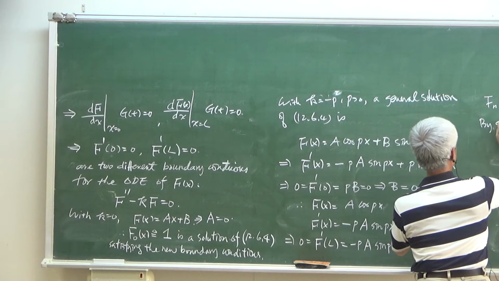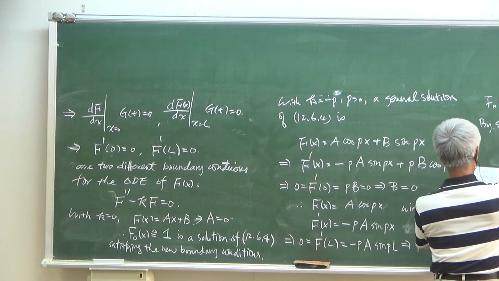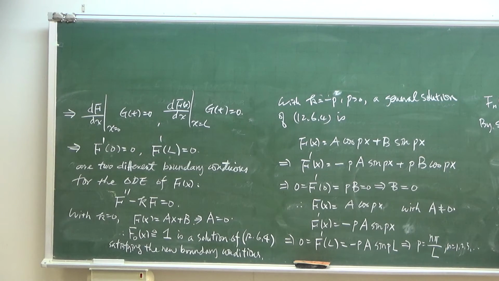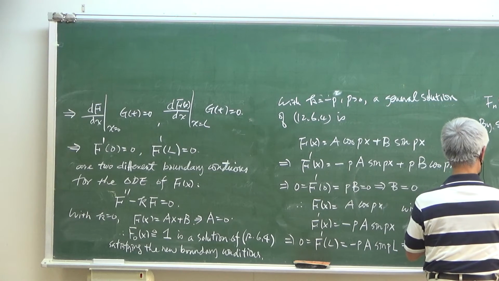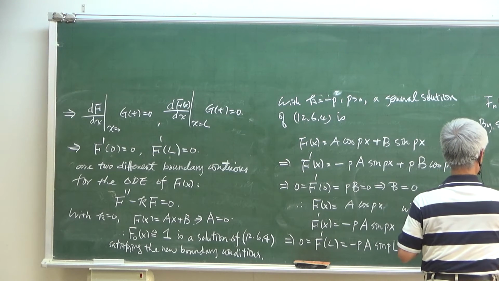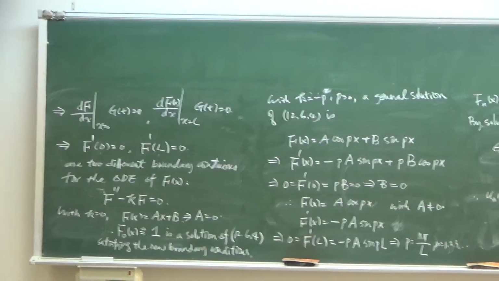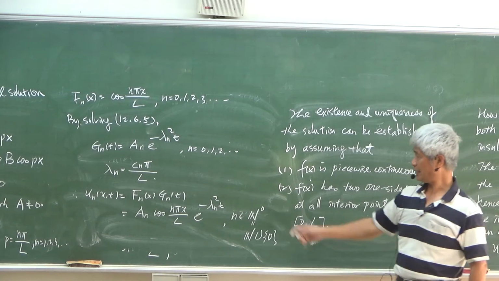And by solving 12.6.5, we have G_n(t) equal to A_n e to the minus lambda_n squared t, again with n equal to 0, 1, 2, etc., where lambda_n is c n pi divided by L. So u_n(x,t) becomes A_n cosine n pi x divided by L e to the minus lambda_n squared t, for n in N_0, which means the set of all non-negative integers.